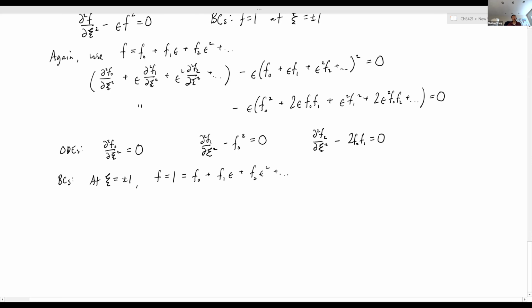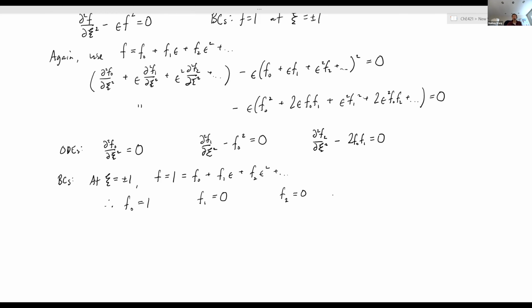And just like before, we also have to match orders of epsilon. If we match the zeroth order of epsilon, then f0 has to equal 1. We also get that f1 equals 0, because on this side, the epsilon first term is f1. On this side, the epsilon first term is 0. There's no epsilon to the first term. Same logic for f2, and so on. Okay?